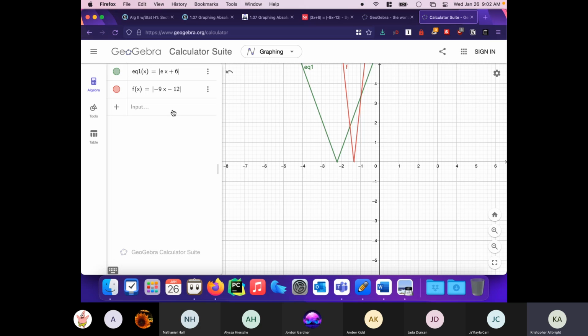Negative 9x minus 12. Yes. Okay, now boom, still the same. Put that down, put it in. Boom, got it. Thank you, I did this on my own. I'm working on it. Negative 9x minus 12. Yes, you do.